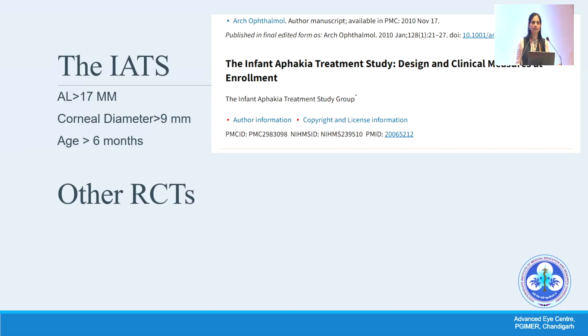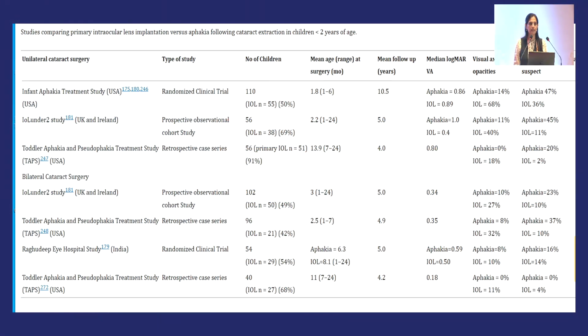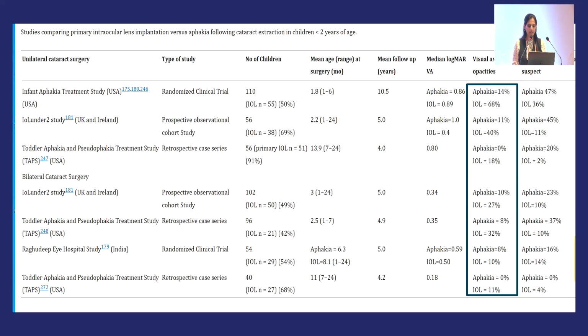But the other randomized controlled trials, and I particularly quote this one from the Survey of Ophthalmology, which describes all infantile cataract RCTs, you look at all the RCTs and you see the numbers are the same as the IATS, but once you look at the visual axis obscuration, that is way higher with the IATS as compared to the other studies. So by and large, overall, the risk of visual axis opacification is more with IOLs, but the difference is less depending on what study we are quoting and where we are from. So it's not that black and white a situation, you implant or not implant.